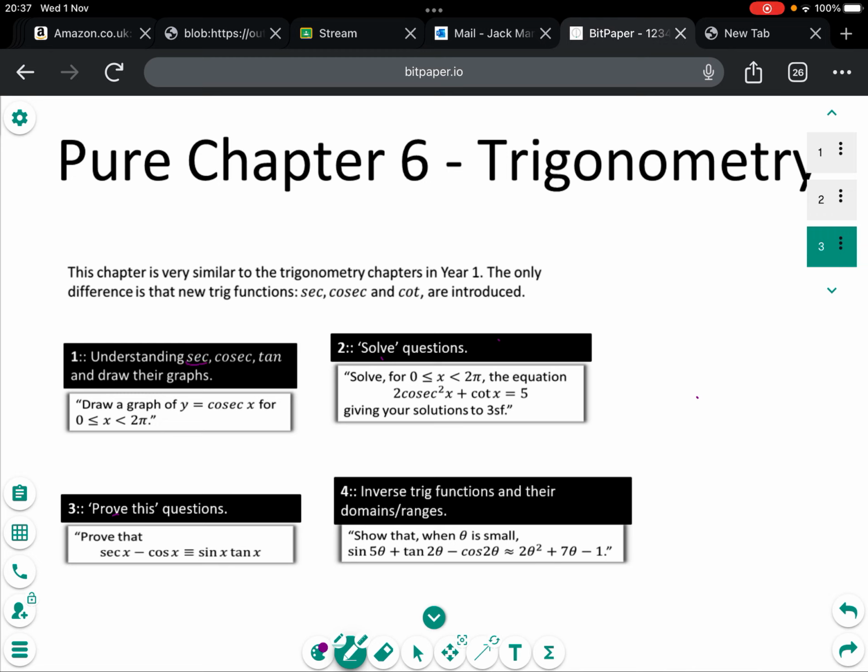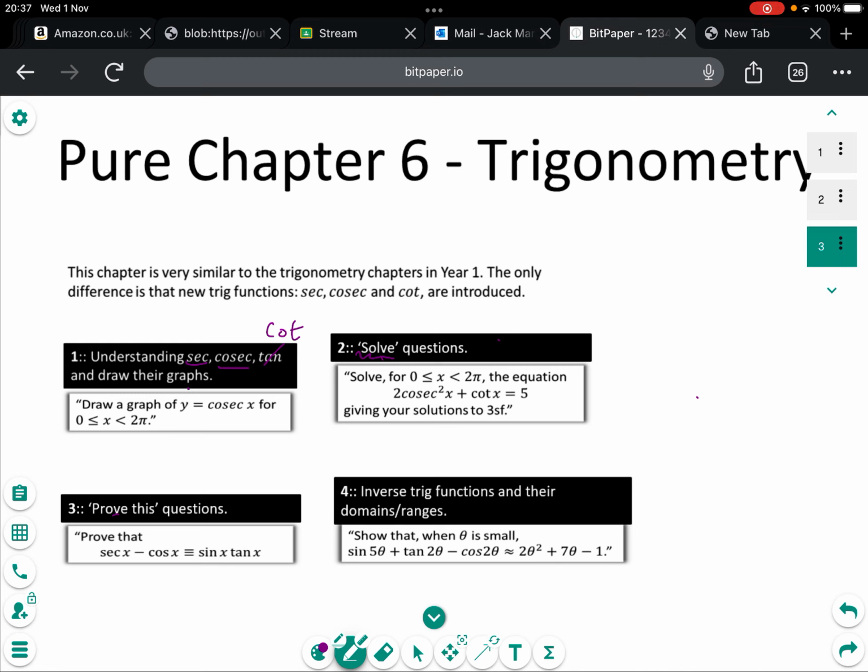They're called sec, which is short for secant, but we're just going to say sec, cosecant, or we're just going to say cosec, and, well, tan we know already. We're actually going to talk about cotangent or cot. So sec, cosec, and cot. And we're going to look at their graphs to see what they look like. We're going to then use these to solve trig equations.